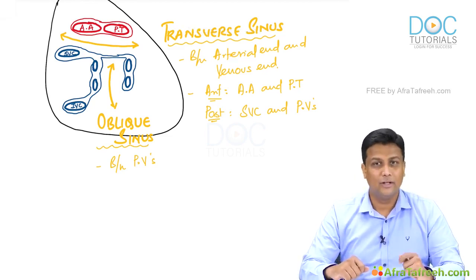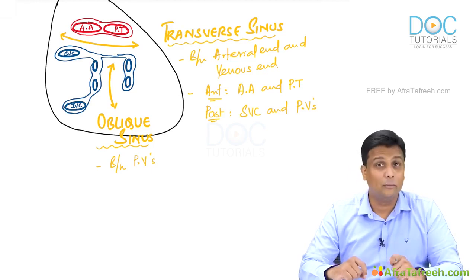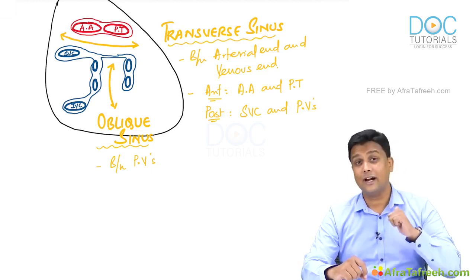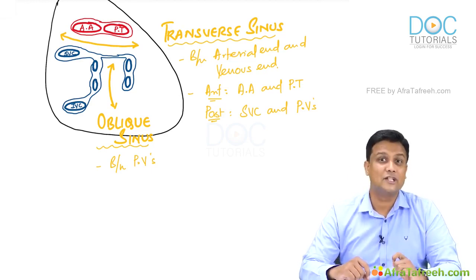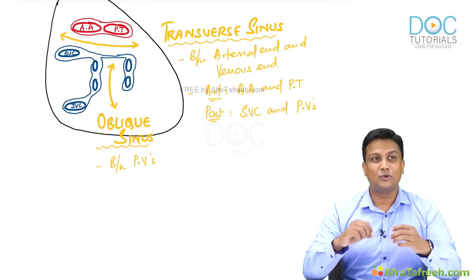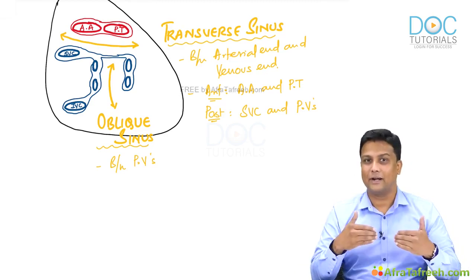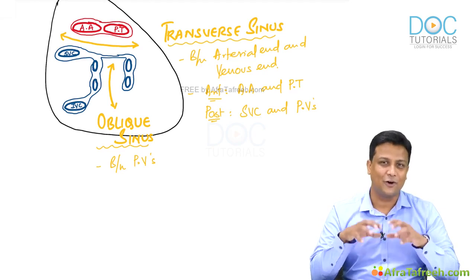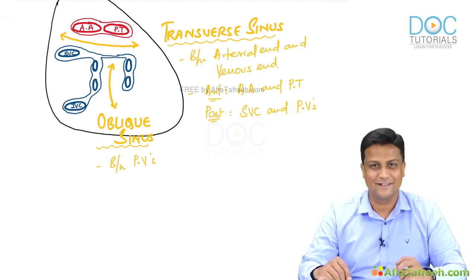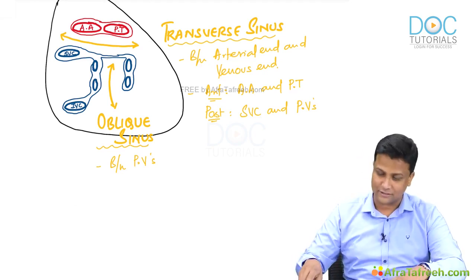Otherwise, if there is no space present there, if there is no oblique sinus present there, then just behind that, there will be the esophagus passing from there. So, there are chances that the esophagus can be compressed. To avoid the compression of the esophagus, we are having that oblique sinus. Hope you understood the entire concept behind that.